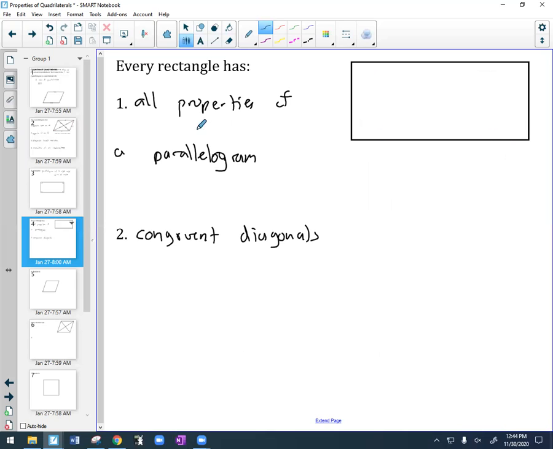And then it gets all the other properties of a parallelogram, like the opposite sides are the same, and the diagonals bisect each other, and so on and so forth. That's what a rectangle is, remember. The only thing special about a rectangle is that all the angles are right angles.